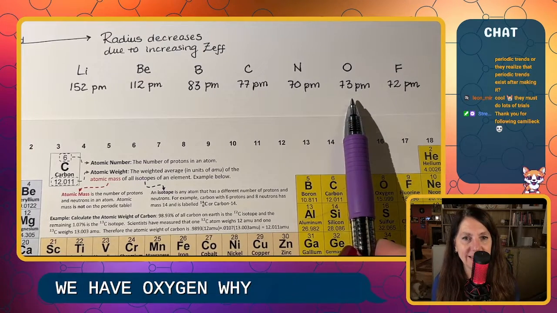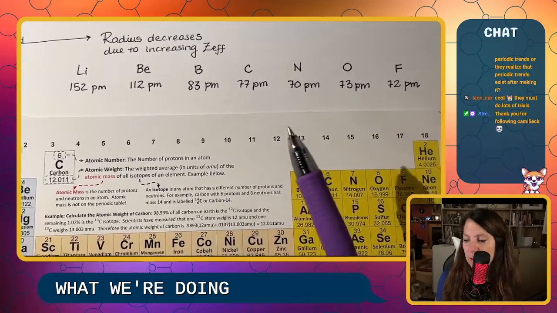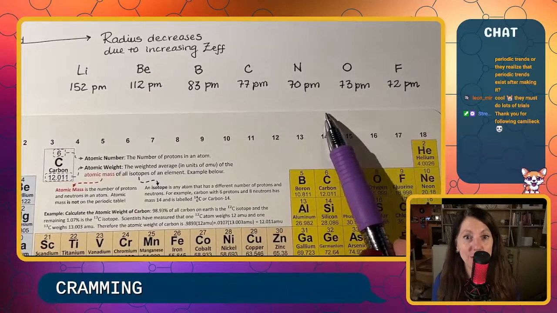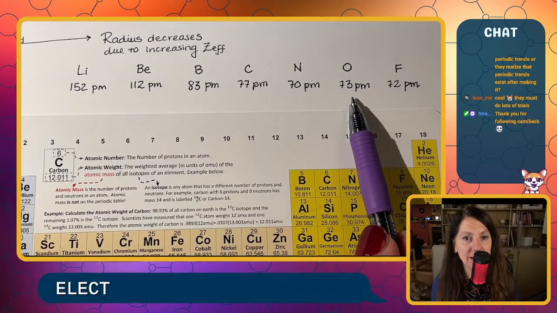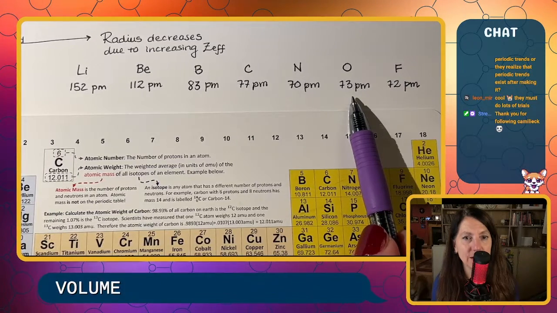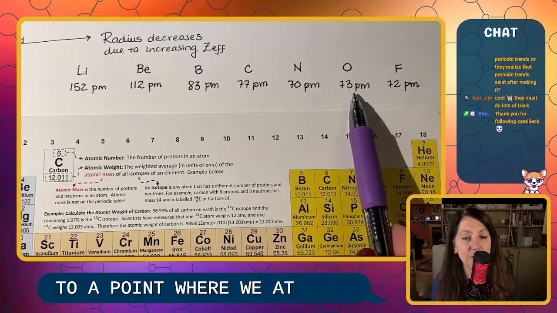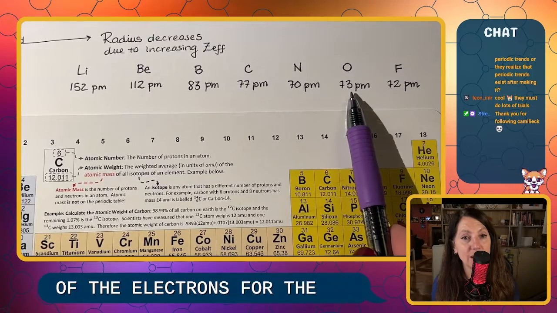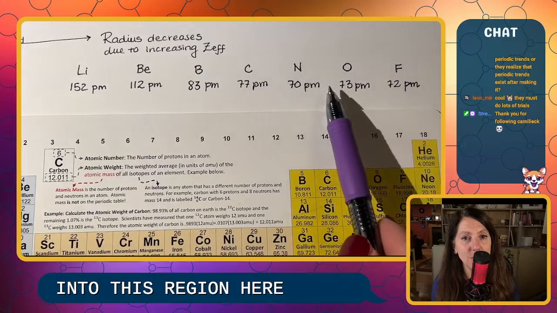Why is this? Okay. Well, essentially what we're doing is we are cramming, literally cramming more and more electrons into a very small volume. And with oxygen, we come to a point where we actually have to pair up 2 of the electrons for the first time as we get into this region here in an orbital.